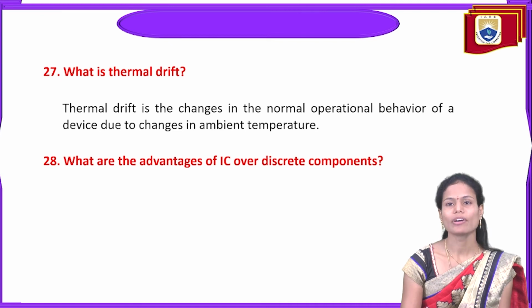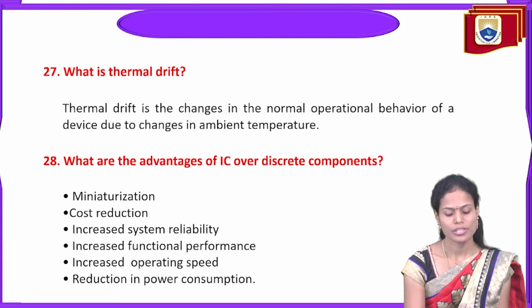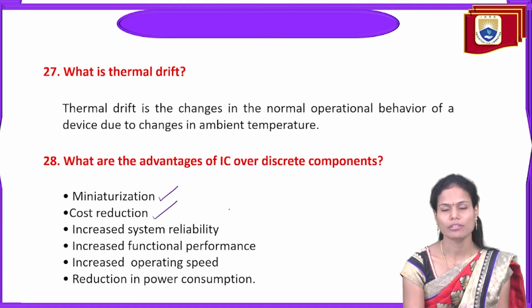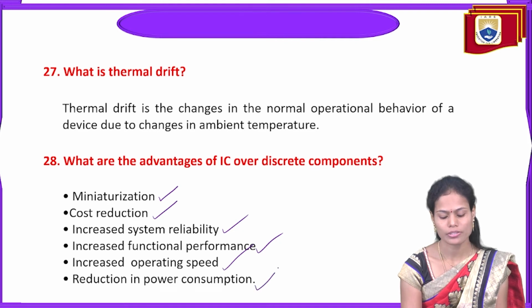And next, what are the advantages of IC over discrete components? So the size of the IC is very less, the first basic and main advantage, and the cost of IC is also very less if we compare with the circuit design on the PCB. And the system reliability will increase if we design with ICs, the functional performance of the system will also improve, the speed of the system will improve, and the power consumption will be reduced. So these all are the advantages of ICs compared to the normal component circuits.